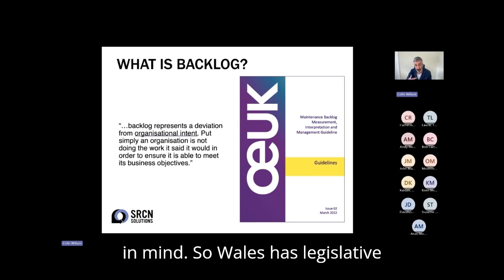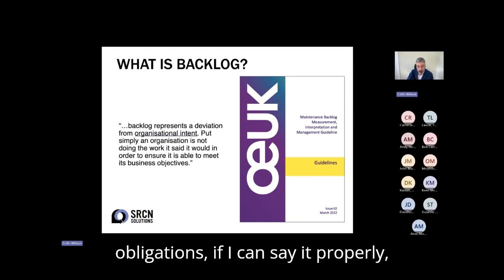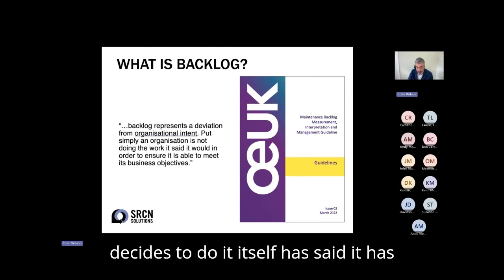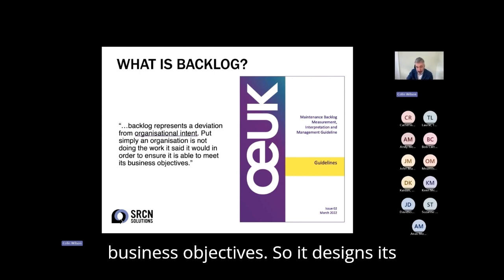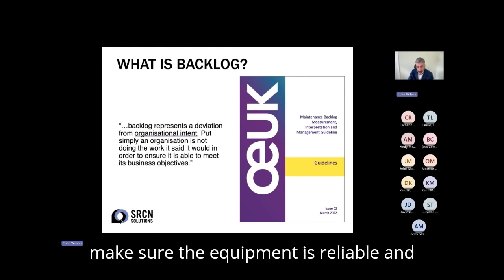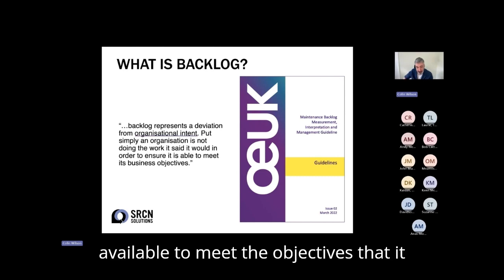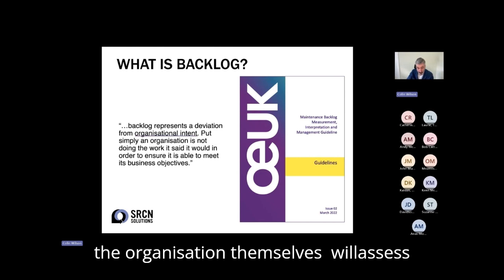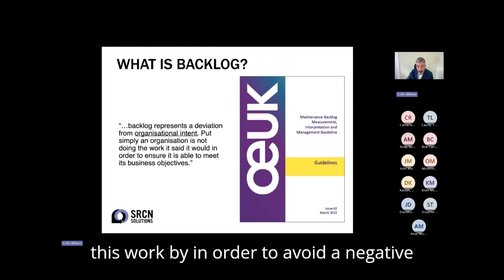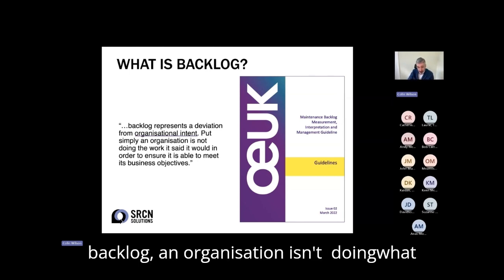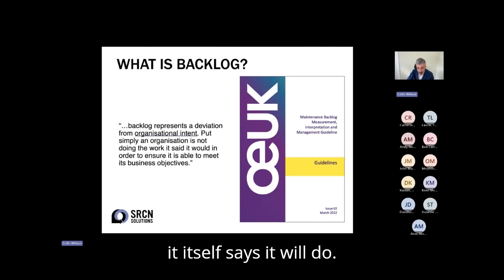Whilst there are legislative obligations, the maintenance that an organisation decides to do, it itself has said it has to do in order to meet its minimum business objectives. So it designs its maintenance strategies to make sure the equipment is reliable and available to meet the objectives that it has. And for corrective maintenance, the organisation will assess it and say, this is when we have to do this work by in order to avoid a negative consequence. So if you have backlog, an organisation isn't doing what it itself says it will do.